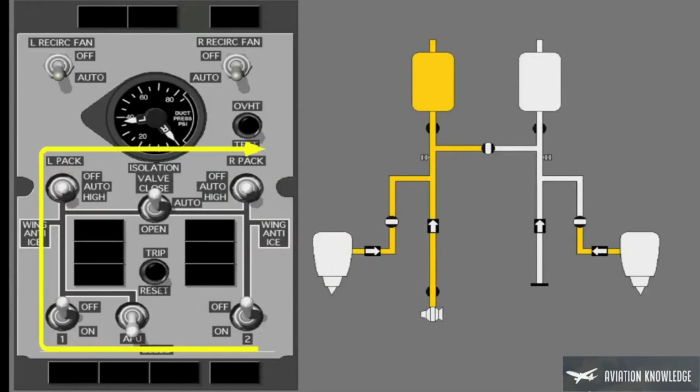After you complete a no-engine bleed takeoff, do the steps in the opposite order to put the bleed air system in the normal configuration for flight. Turn on the number 2 engine bleed. Turn off the APU bleed.